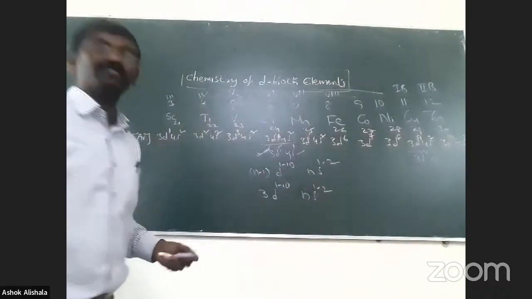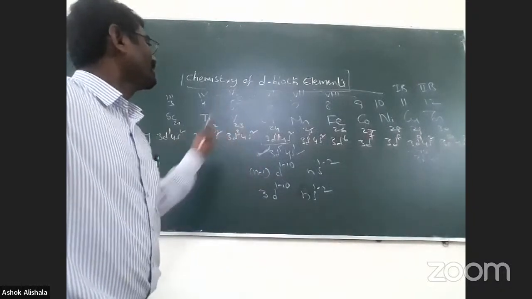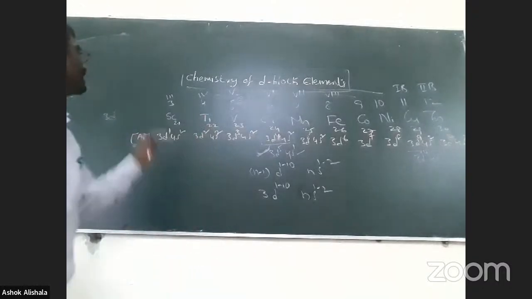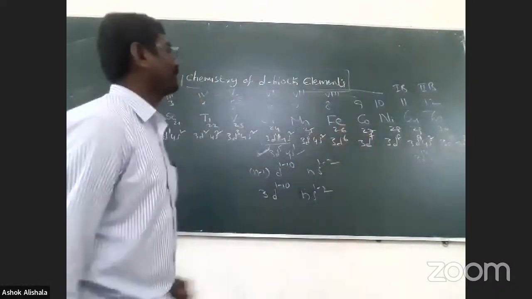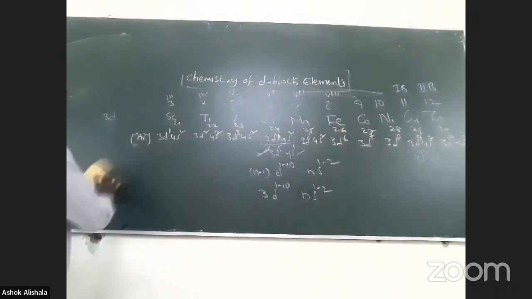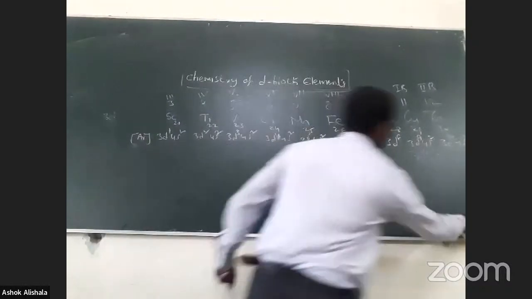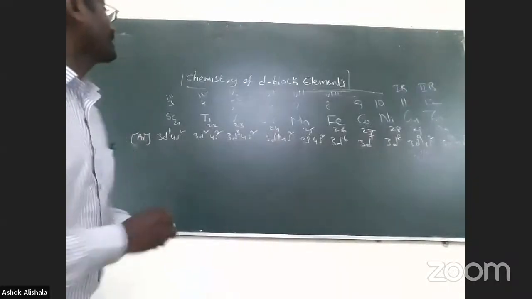So the two elements which have a different electron configuration than normal in the 3d series. Which elements? Scandium, titanium, vanadium, chromium, copper, zinc. What is the answer? Chromium, copper. Right. Okay.